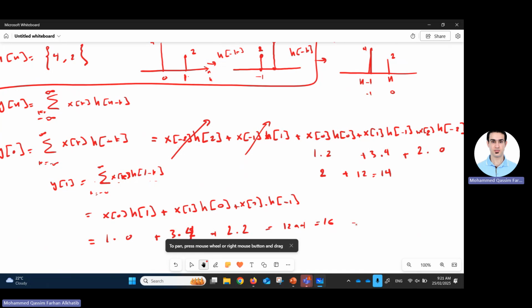And so on. You keep doing that until you finish all possible values of n where the function will have a value, y of n. Now notice this process is quite long. Of course, we'll do now an easier way to find this convolution. But let's go back to the slides.